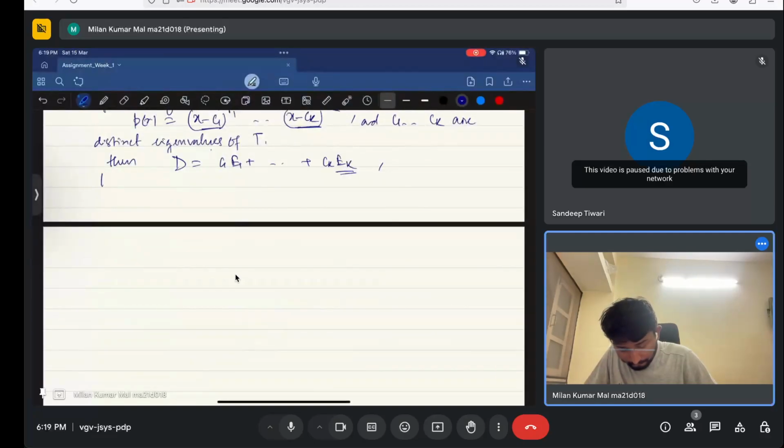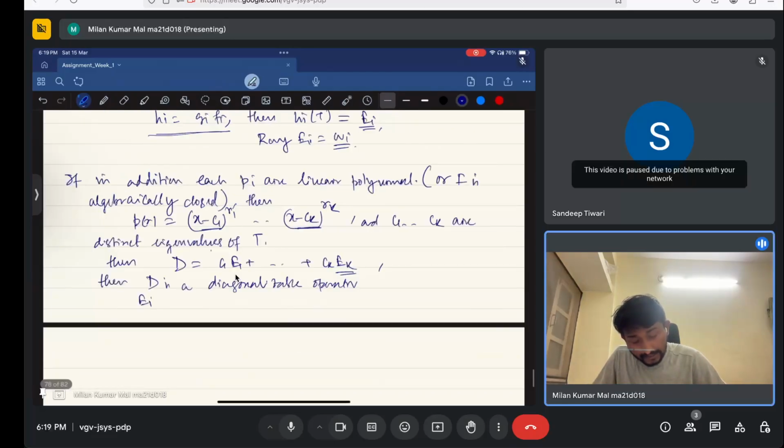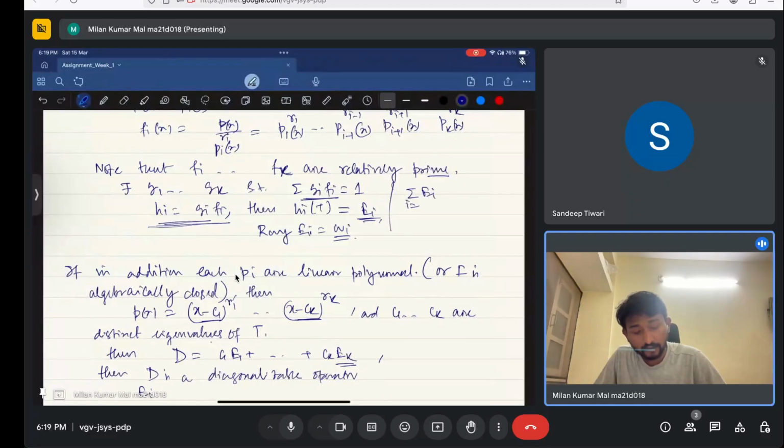Then clearly D is a diagonal operator. More generally, one can write D is a diagonalizable operator. Now note that these Ei are projections, as we have the summation of gi fi equal to 1, hi equals gi fi and Ei equals hi. So the summation of Ei for i equals 1 to k will be the identity.